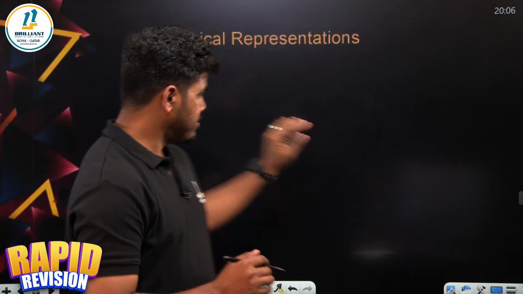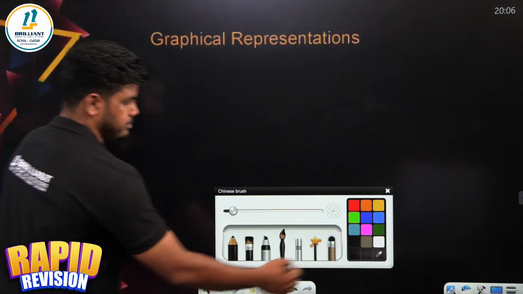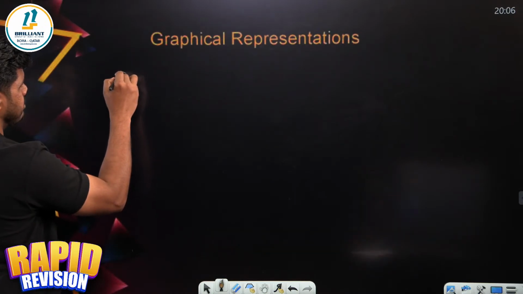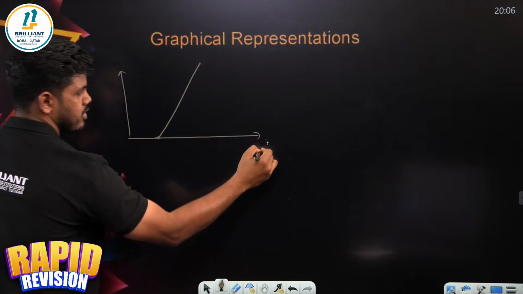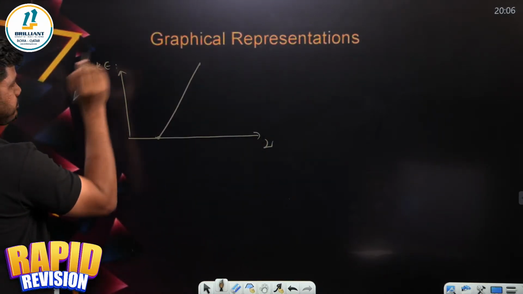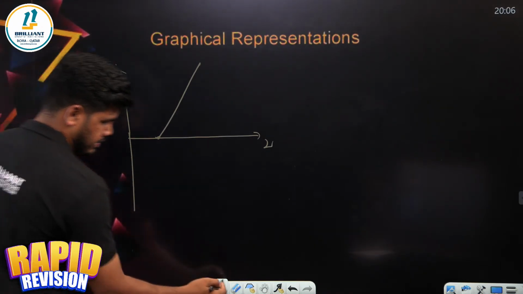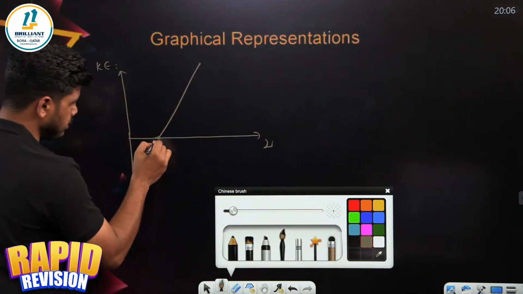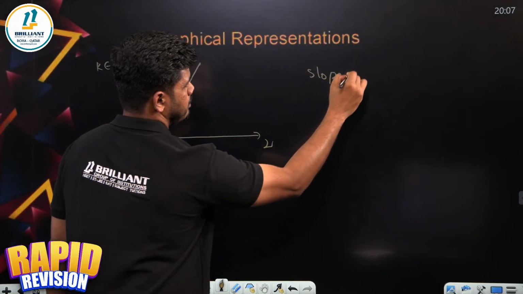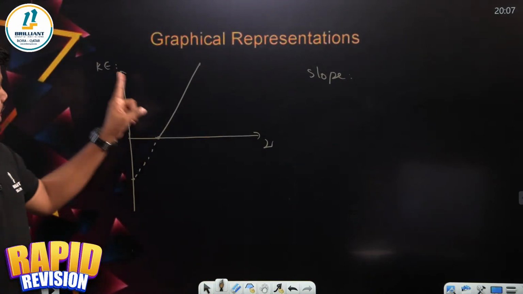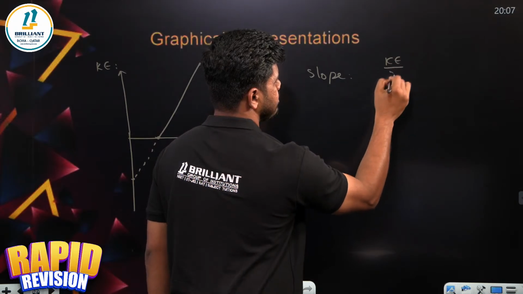Graph questions. I'll just run through those graphs once again, then we'll come to the questions. One of the graphs we started with is the frequency graph. This was frequency versus kinetic energy. We get questions frequently from this graph, like what will be the slope of this graph? We know kinetic energy by frequency will be the slope.